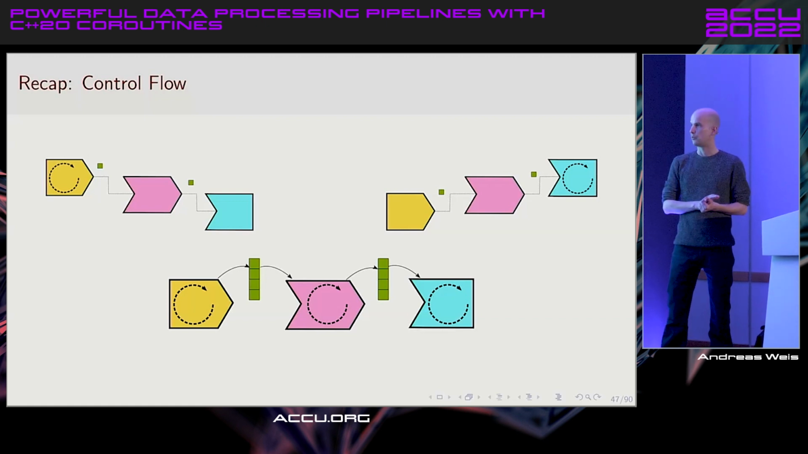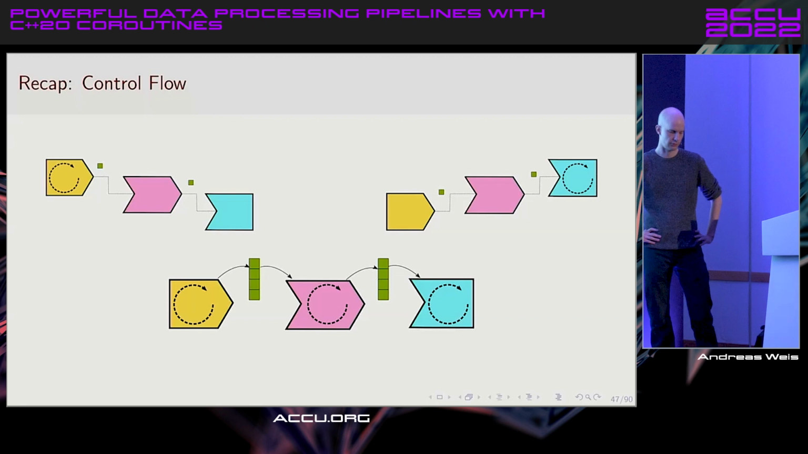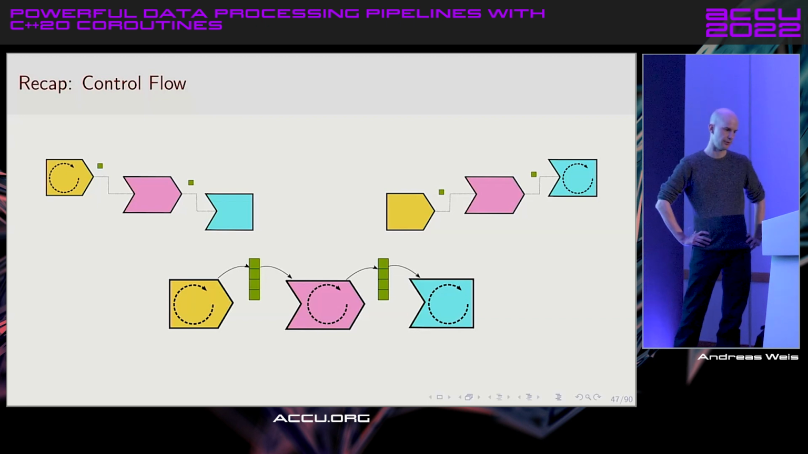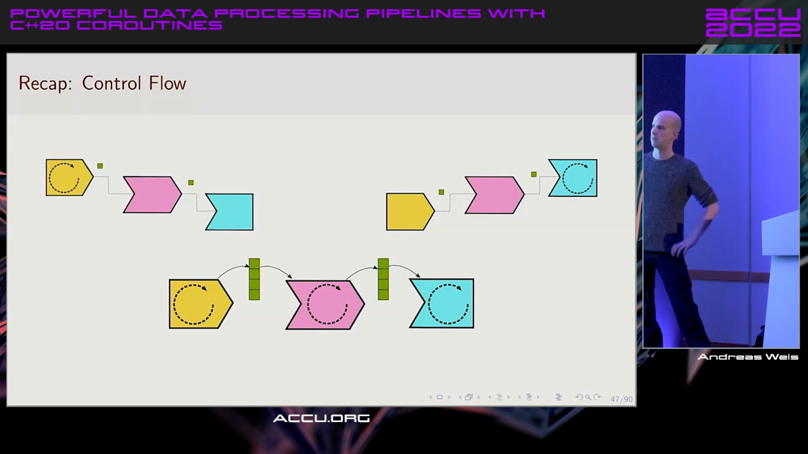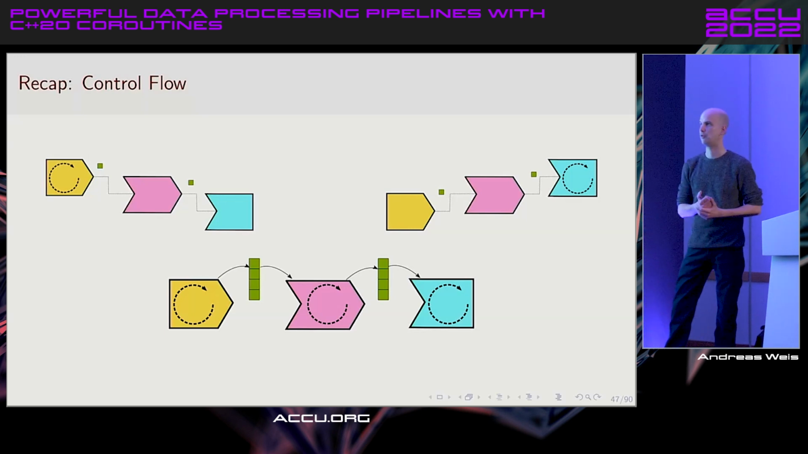So we've seen these three control flows now basically. The two synchronous ones, the one that was producer driven, the other that was consumer driven, and then the threaded design, where each step was basically running on its own, so they're all more or less equal.